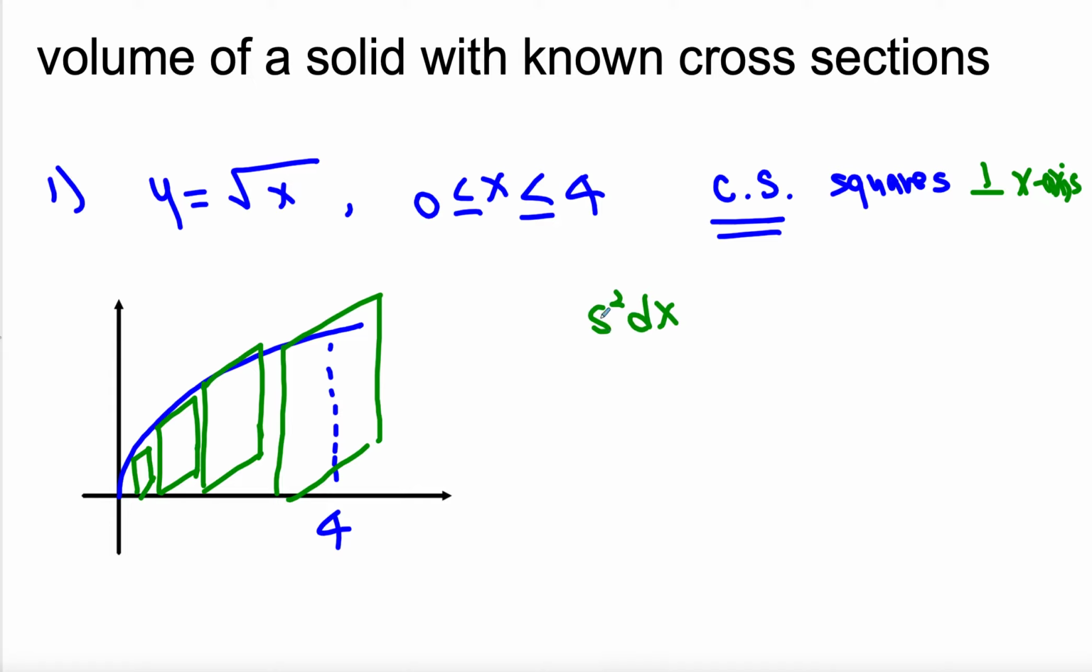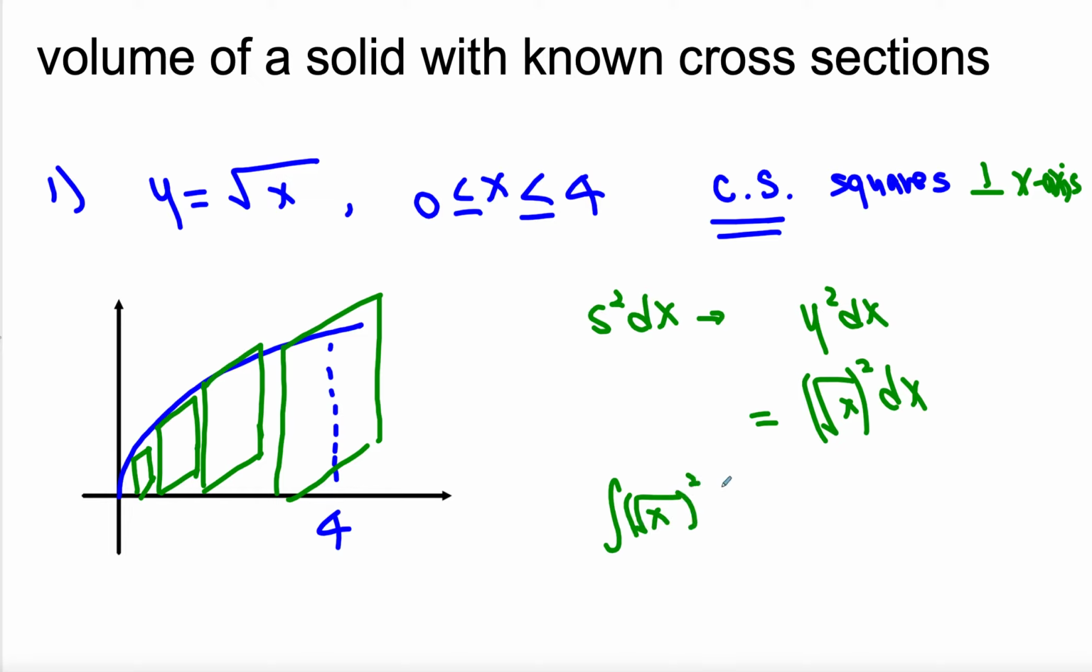But what is the length of a side? Length of side is the y value here. So in fact, this is the same thing as y squared dx. But y in terms of x is square root of x, quantity squared, dx. So therefore, when you collect all of them, then we get the integral of square root of x squared dx, which goes from 0 to 4. That's basically what we end up getting.